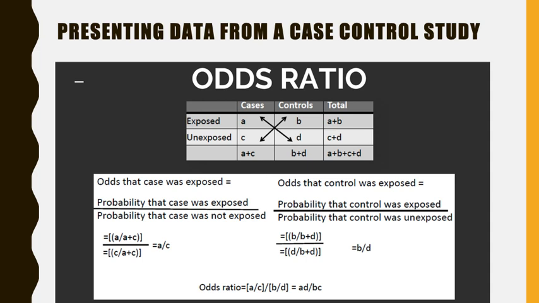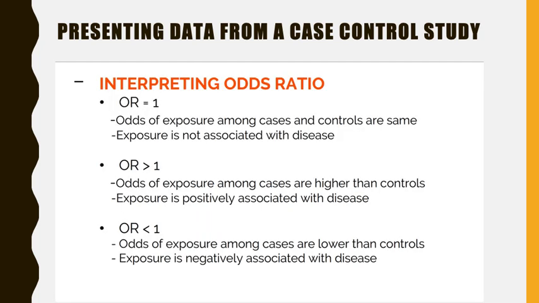So here's how it looks. You would see the odds ratio is equal to A divided by C divided by B divided by D, or A times D divided by B times C. Now, interpreting an odds ratio is one of the easiest things that you can do in any form of social science.